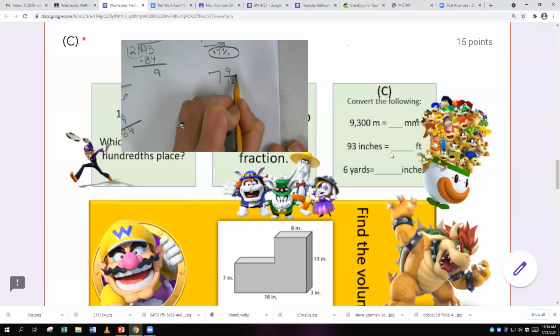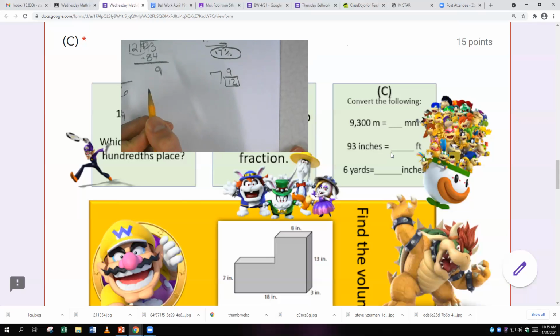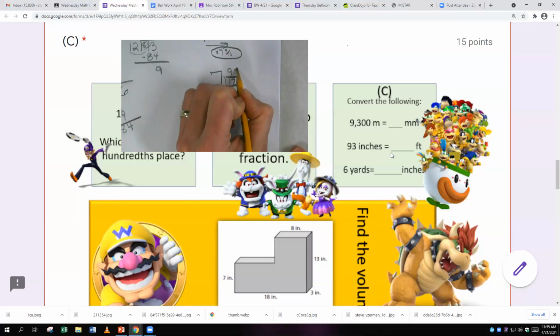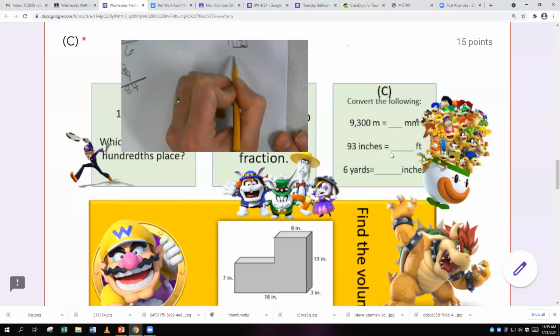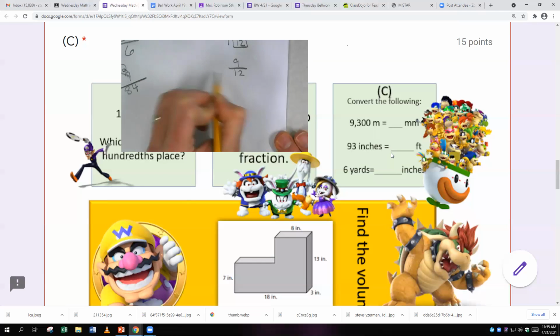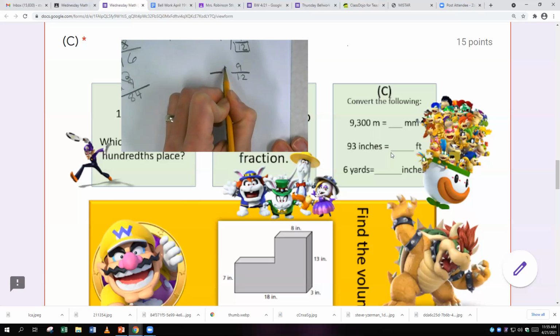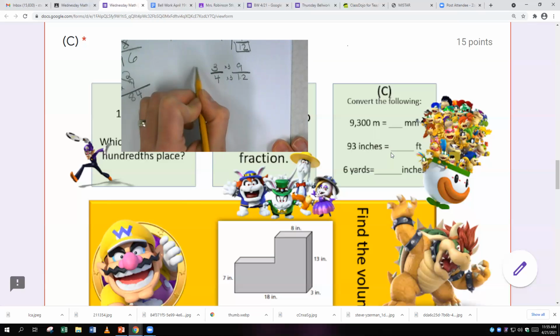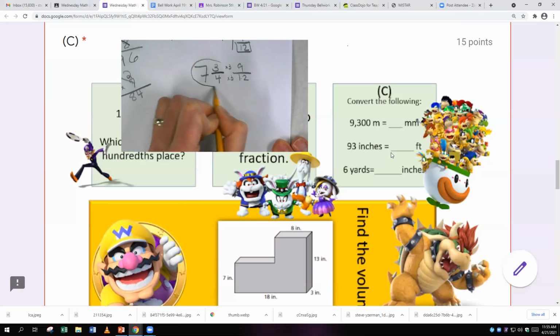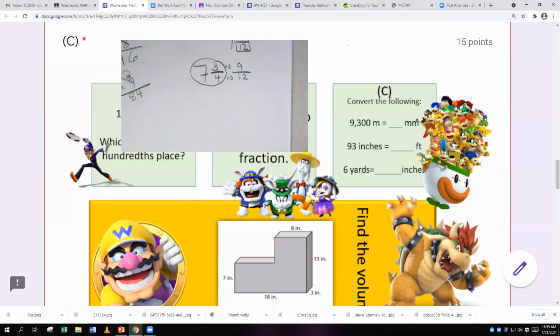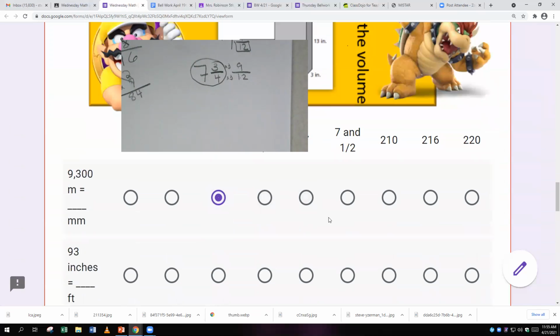So now I'm going to look at 7 and 9 twelfths. Can that be simplified? Yes, sirree, Babarooski, because they could both be. And remember what simplifying means. It means, hey, is there a smaller fraction that is equal to it? Well, they both have 3 in them. So what times 3 is 9? 3. What times 3 is 12? 4. So the real answer, once simplified, is 7 and 3 fourths.